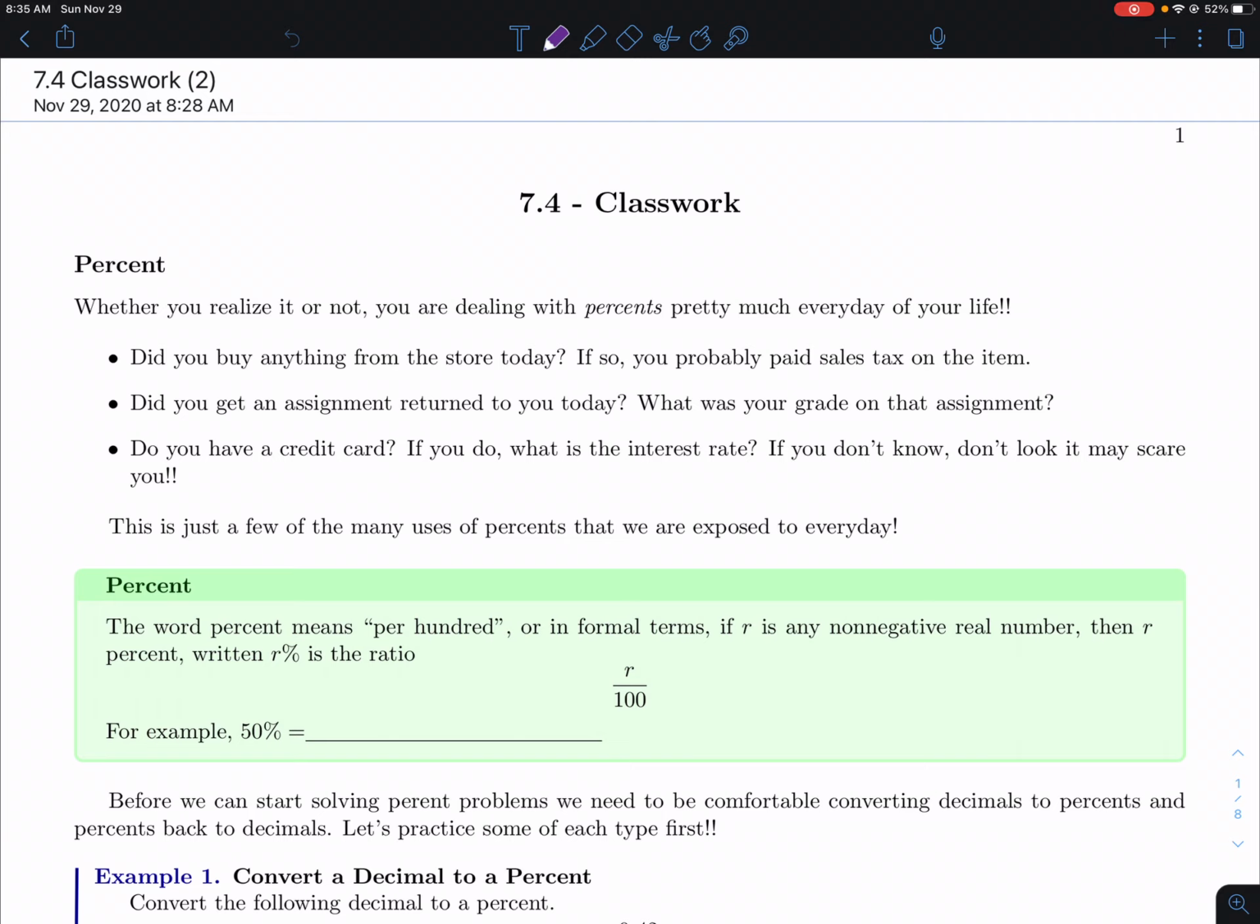So whether you're buying something, you're paying sales tax on it, or if you got a discount on it, you may have gotten 20% off. Or like homeworks and stuff like that, like a 90% is an A and 80% is a B, so things like that. So there's interest rates, or the percentages all over the place.